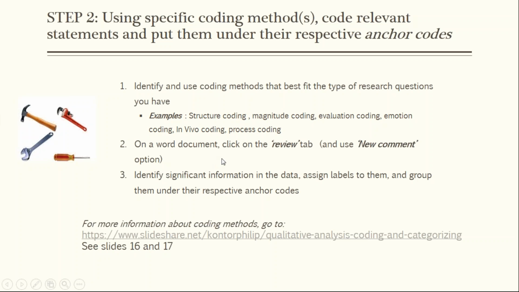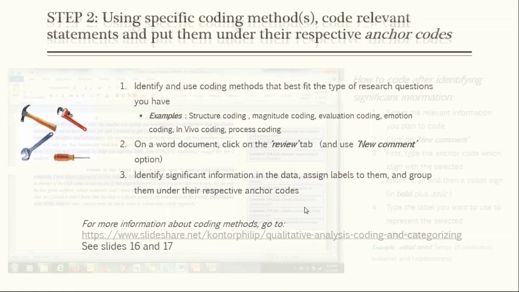Okay, so the next one is, when you have your Word document open, you click on the Review tab, and then you can start the coding process by using the comment option, right? So as I said, you identify significant information, you assign labels to them and group them under their respective codes, right? That's what you're going to do.